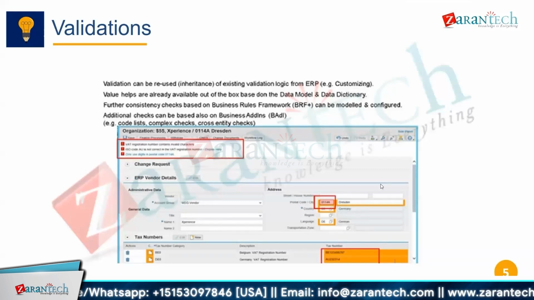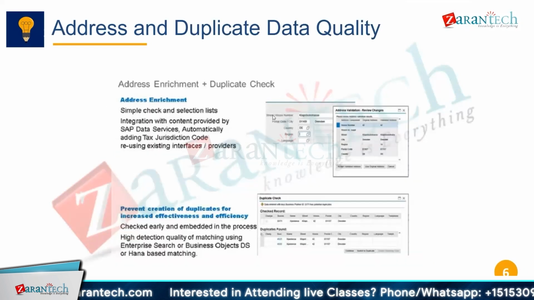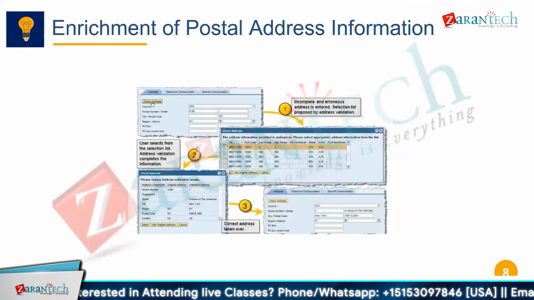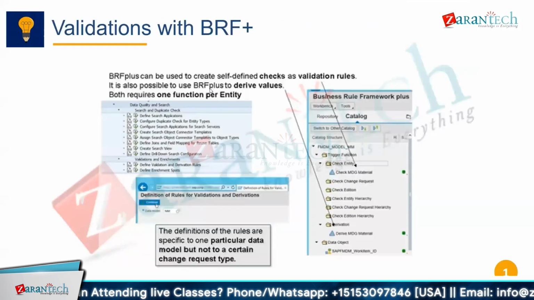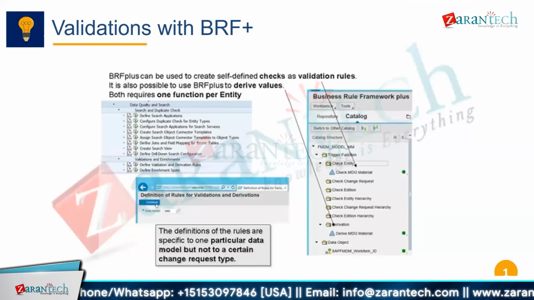This is for a single object. But if you want to correct mass records, multiple records, all the huge data, then we will be doing that with the DQM, right? The DQM app will work like a mass process. Either it will be a change request or it will be existing data. It works for both. And the address enrichment and duplicate check are all common. Maybe you can go through these documents one by one. Yeah. And the BRF plus validations, as I said, it will work with the BRF plus validations, how we have done for the check entity and derivation entity.